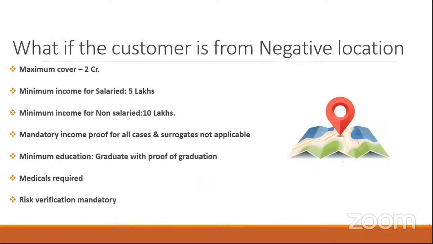There are some negative locations. You don't have to remember each and every location. If the customer is from a negative location, some communication will come from the insurer that this is a negative location. Either the profile should be good or some extra documents are required by the insurance company. So again, that is a part of communication.